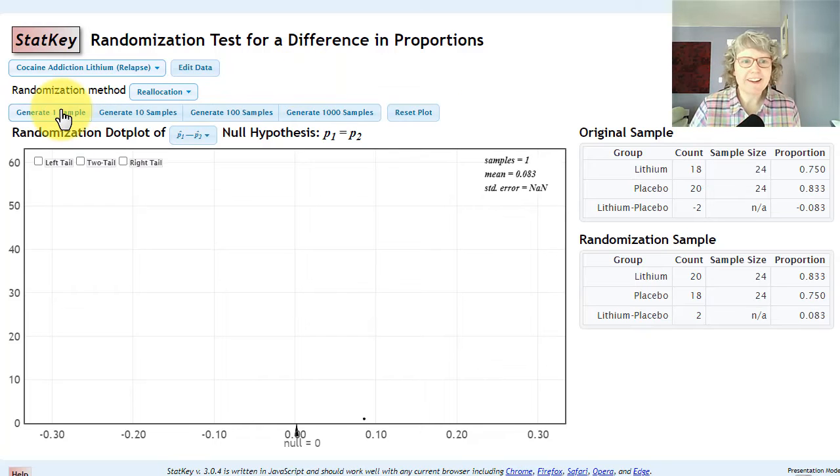Oops, I just lost my sample by clicking on that. Let me do another one. Okay, so it reshuffled the cards, and this time 20 people who had a relapse were in the lithium group and 18 were in the placebo group. So that's a difference of a positive 2, lithium minus placebo, so 2 higher in the lithium. And then we see dividing that by the 48. I'm pretty sure that's what it's dividing by.